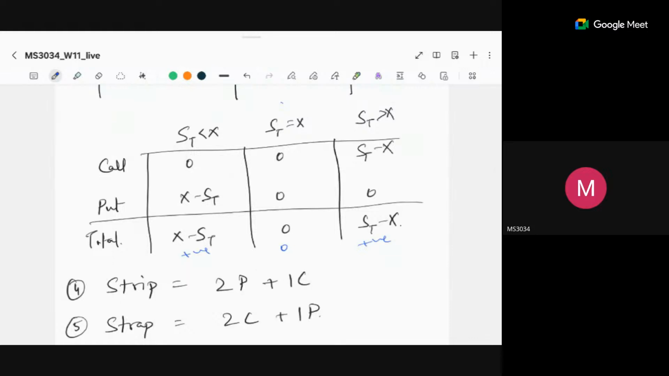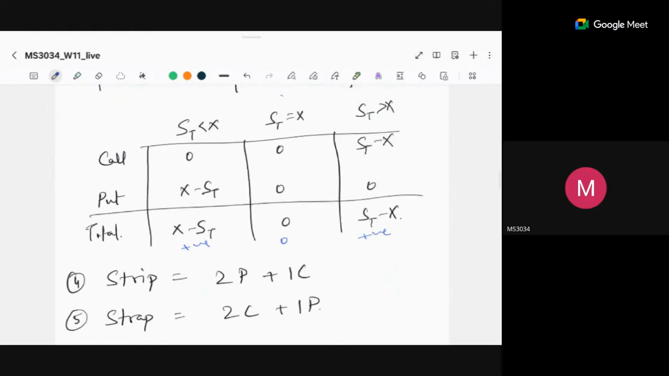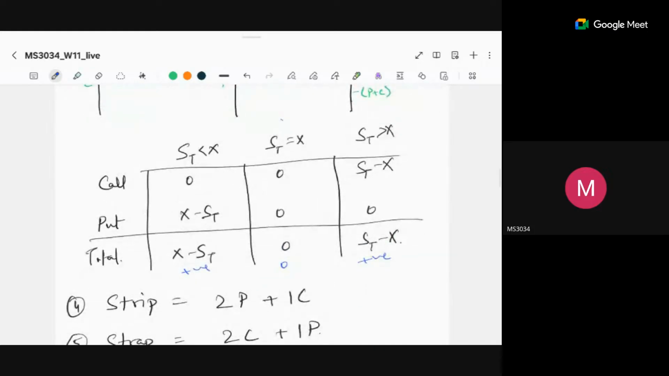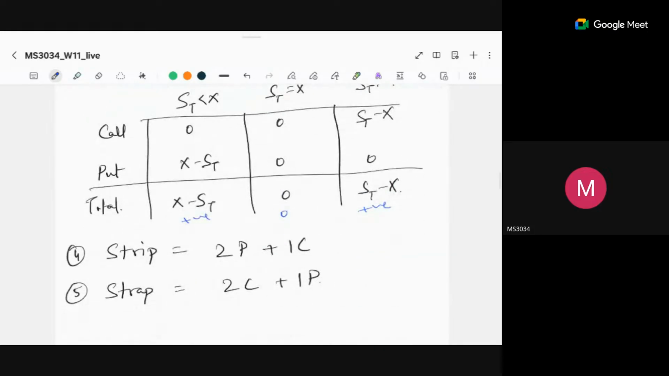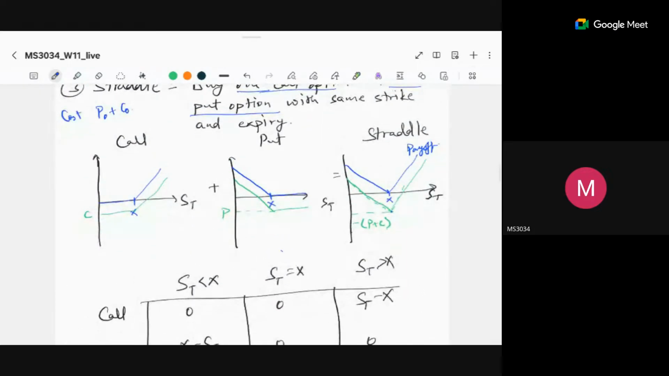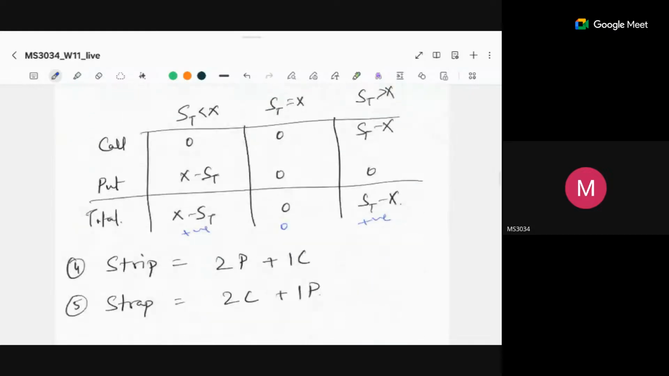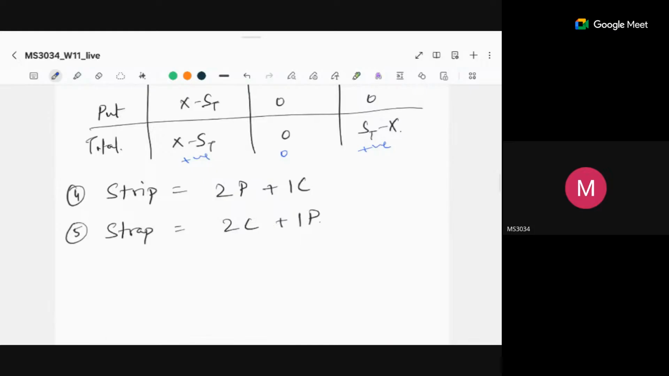There are two other strategies which I leave up to you to analyze. For these three cases, you need to work out what your profits and payoffs will be, and I recommend you draw these payoff diagrams to see how these strategies behave in these cases. The first strategy is called the strip. In this case, you purchase two put options and one call option with same strike and same expiry, and another is the strap. In that, you purchase two call options and one put option.